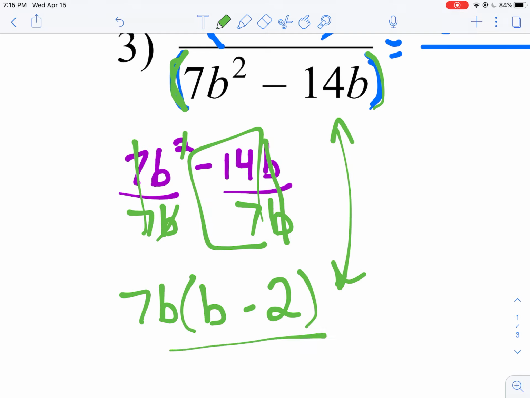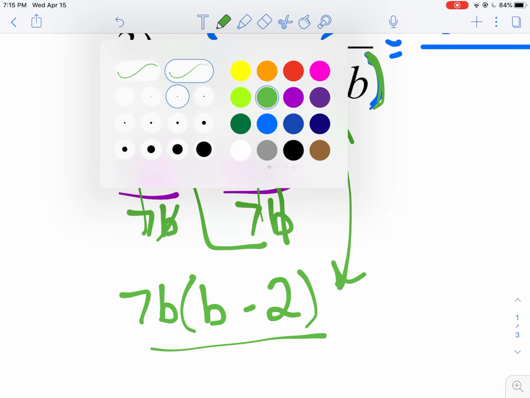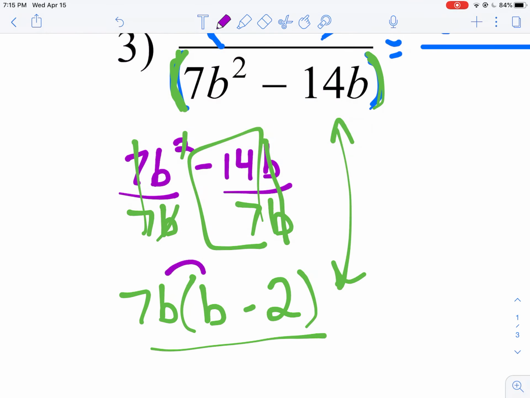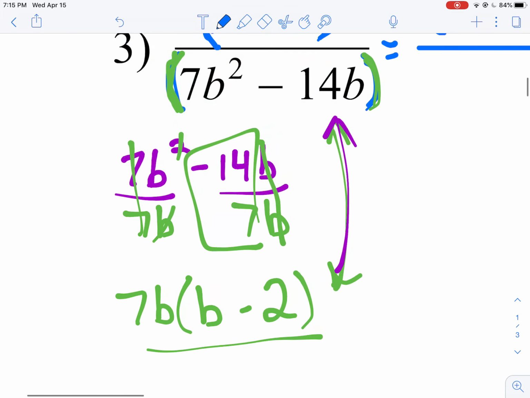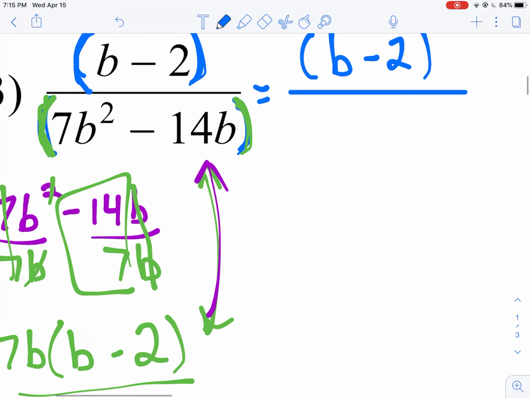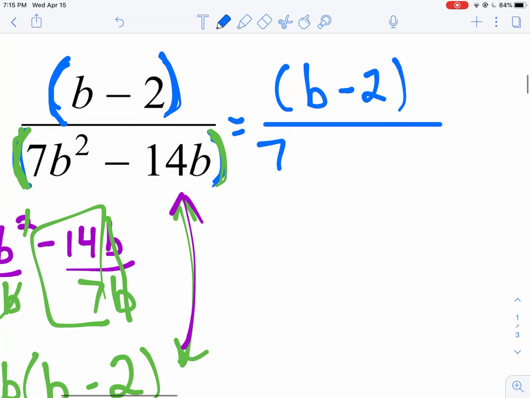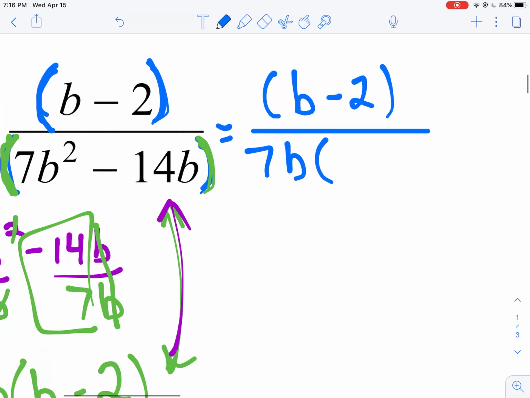These two, what I have in green here and what we started with, are the same. One is just factored. If I took 7b times the quantity b minus 2, if I distributed this, I would get this. Okay, so I'm really just taking an expression and writing it a different way. So, back to our problem. It was a little side journey here. Okay, so I rewrote 7b squared minus 14b as 7b and then b minus 2 in parentheses.